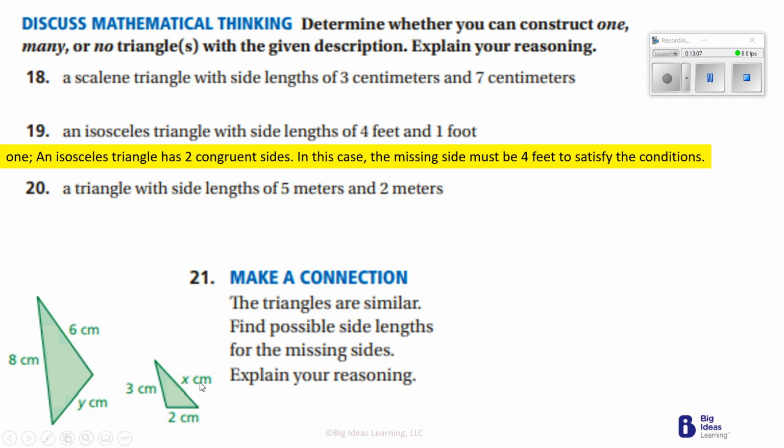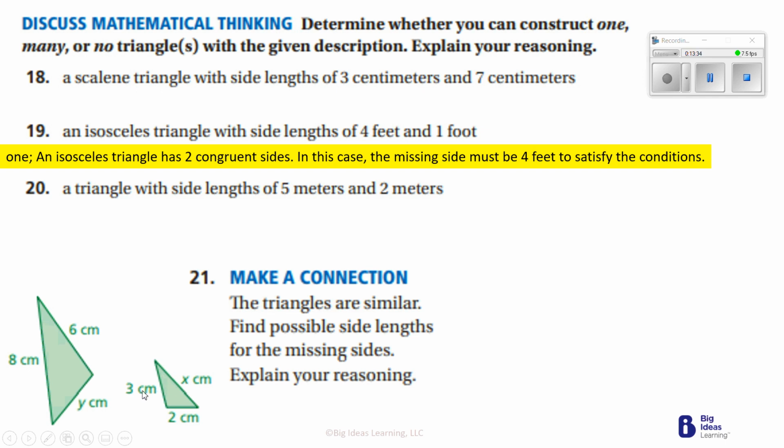All right, so we got X and we got Y, okay? We need to find the possible lengths. Well, by looking at this, if they're similar, the small one here has to be proportional to 2. That means this second to the longest one here is going to have to be 6 and 3. And then this longest one here is going to be 8 and X.